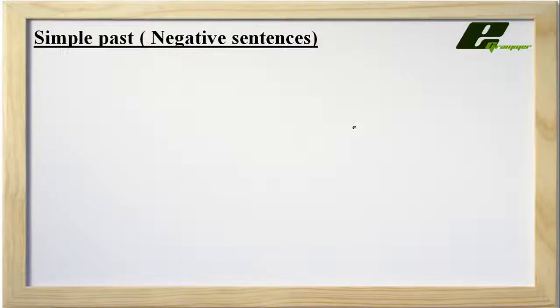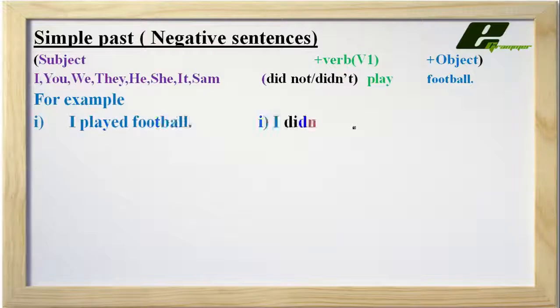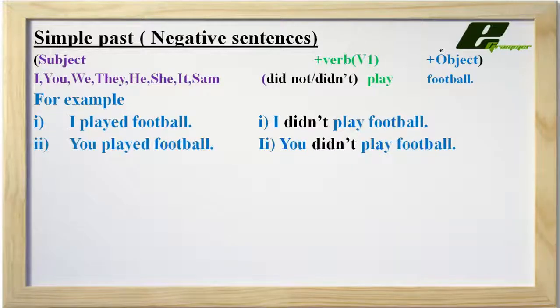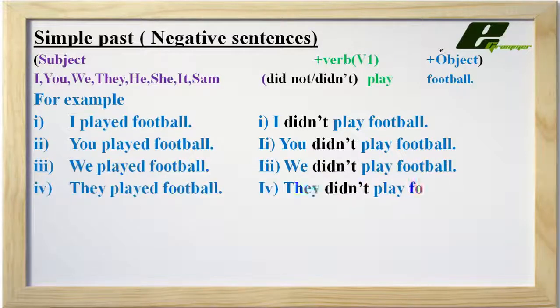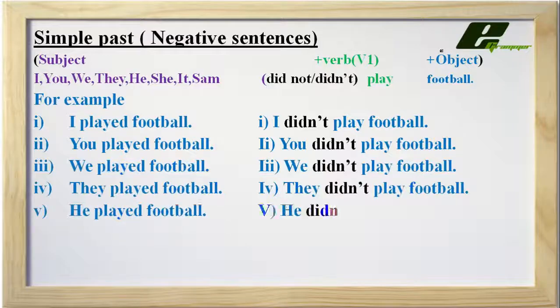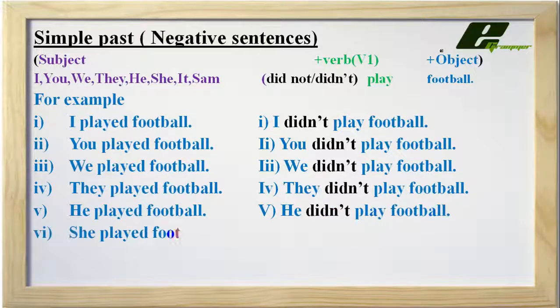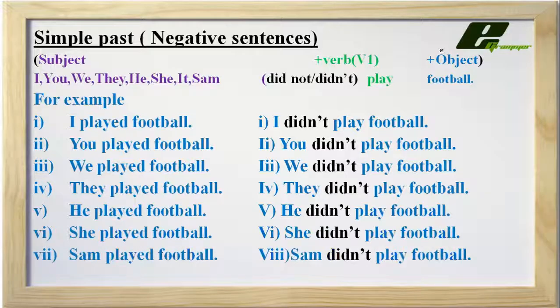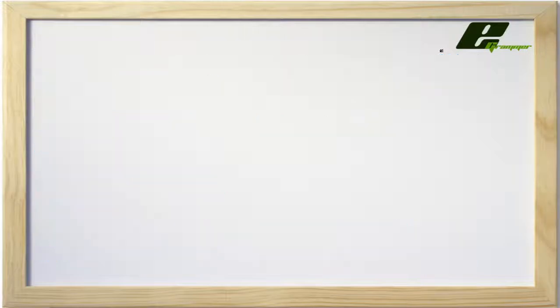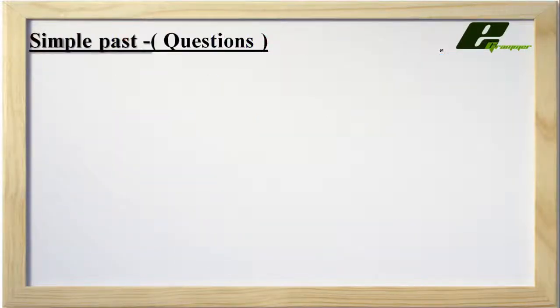Now, let us make some negative sentences. Have we made negative sentences again? No. We are going to use the short forms of did not. For example, I played football. I didn't play football. Understood? Now, see another example. You played football. You didn't play football. We played football. We didn't play football. They played football. They didn't play football. He played football. He didn't play football. She played football. She didn't play football. Sam played football. Sam didn't play football.